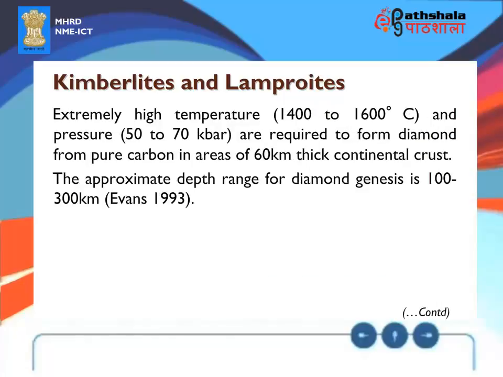Extremely high temperature, 1400 to 1600 degrees centigrade, and pressure, 50 to 70 kilobar, are required to form diamond from pure carbon in areas of 60 km thick continental crust. The approximate depth range for diamond genesis is 100 to 300 km. Evans, 1993.